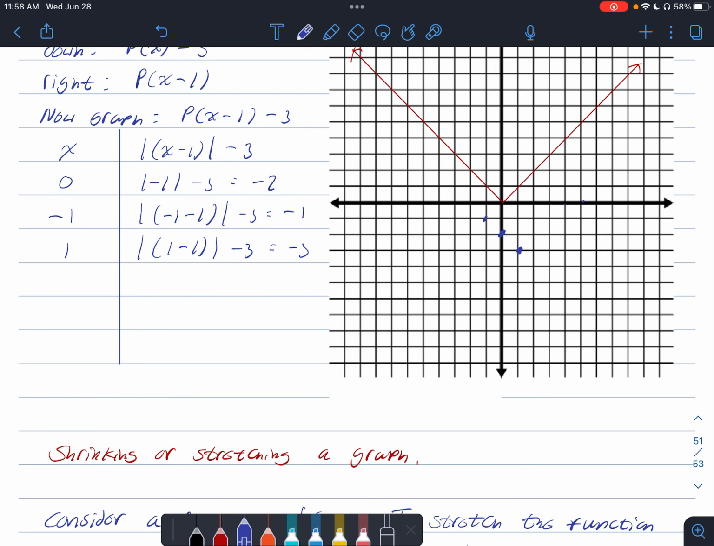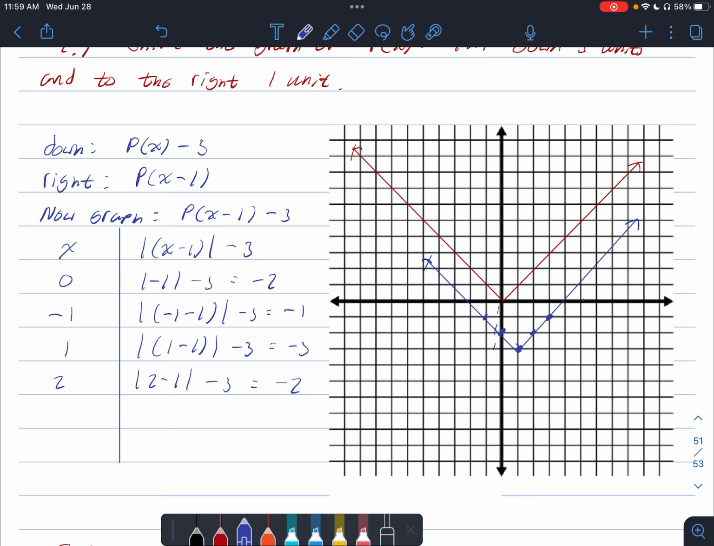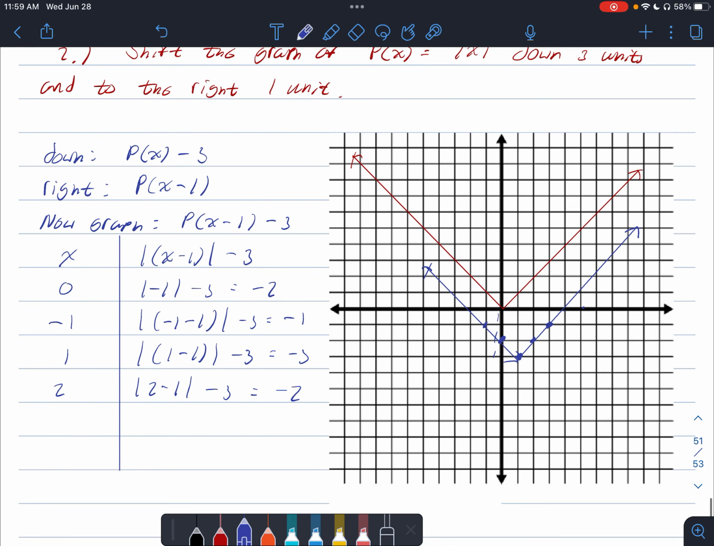And let's try maybe one to the right of that and see what we get. Maybe if we do point 2, the absolute value of 2 minus 1, and that is just going to be 1 minus 3. That's going to give us -2. So the 2 will give us -2. All right. And we can keep doing this and keep getting points here that look about like this. So this is going to be the basic shape of our graph. Let's confirm. We wanted a graph that was down 3. So we went down 3, 2, 3. And we wanted to go to the right one, so there we go. The shape is exactly the same, but we have moved it down 3 and to the right 1.